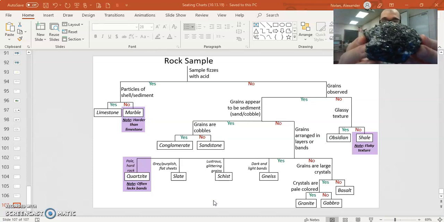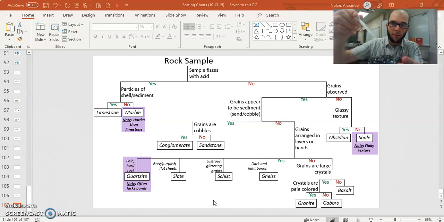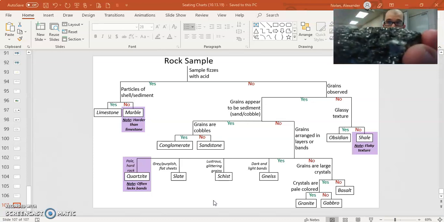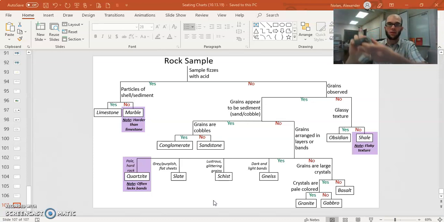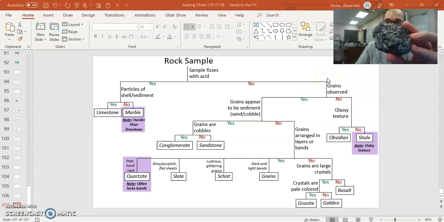This one is a beautiful example of another glittery, pretty rock. So let's go ahead and take a drop of acid. We find that it does not react, so we can see that our acid is not reacting with this rock. So no, it does not fizz in response to acid. Are there grains observed? Yes, very clearly. Those are crystals. So we would say yes, the grains are observed, and they are not sediment, they're crystals, so no.